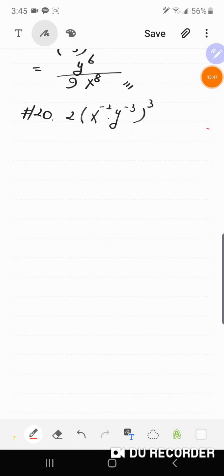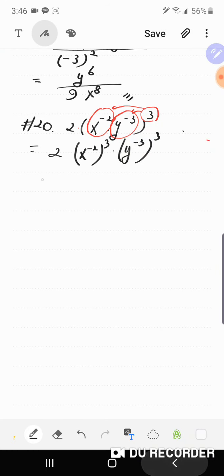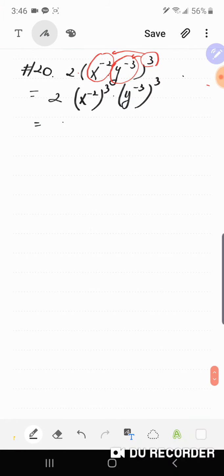Okay, for number 20, let's simplify this. The exponential form has two bases, x to the negative 2 and y to the negative 3rd power. So let's assign the exponent 3 to each factor. So this is equal to 2 times x to the negative 2 raised to the 3rd power, y to the negative 3 raised to the 3rd power. Then that is equal to 2 times x to the negative 6th power, y to the negative 9th power.